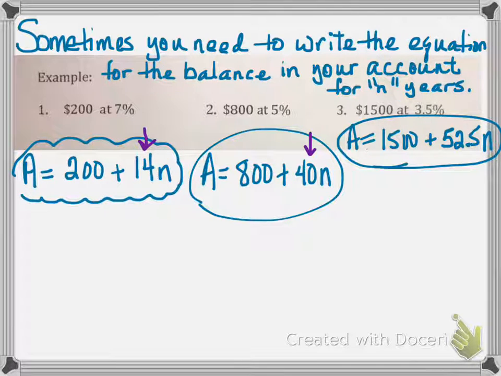And then we do the same thing with number 3. To get our 52.5, we're going to do 3.5%, remove the percent sign. That moves the decimal 2 places to the left, and then we'll do 1,500 times 0.035. That's how you take 3.5% of 1,500. That gives me the $52.50. And our balance would be A is equal to 1,500, because that's the initial deposit, plus, because we're making money, 52.50 times n number of years.